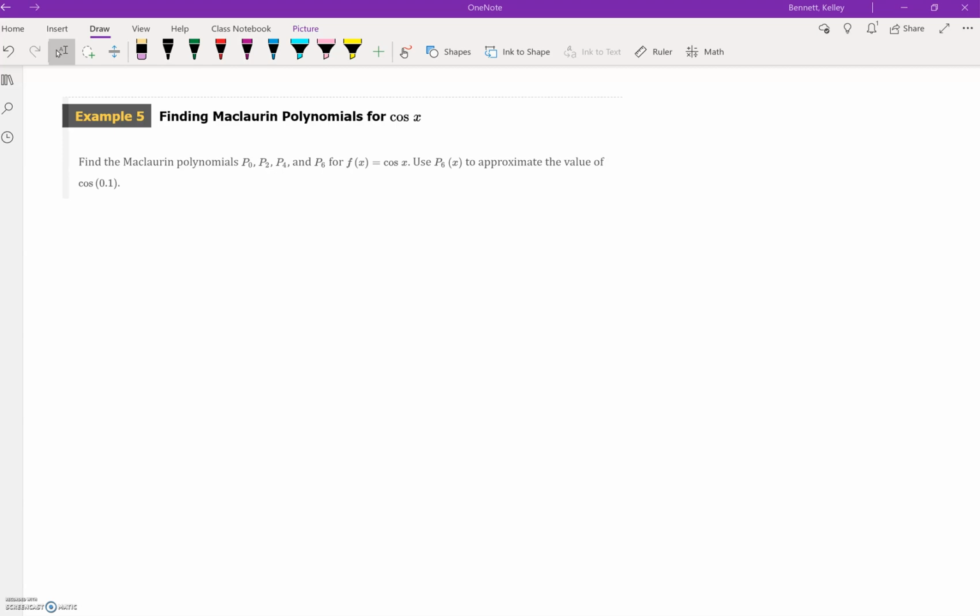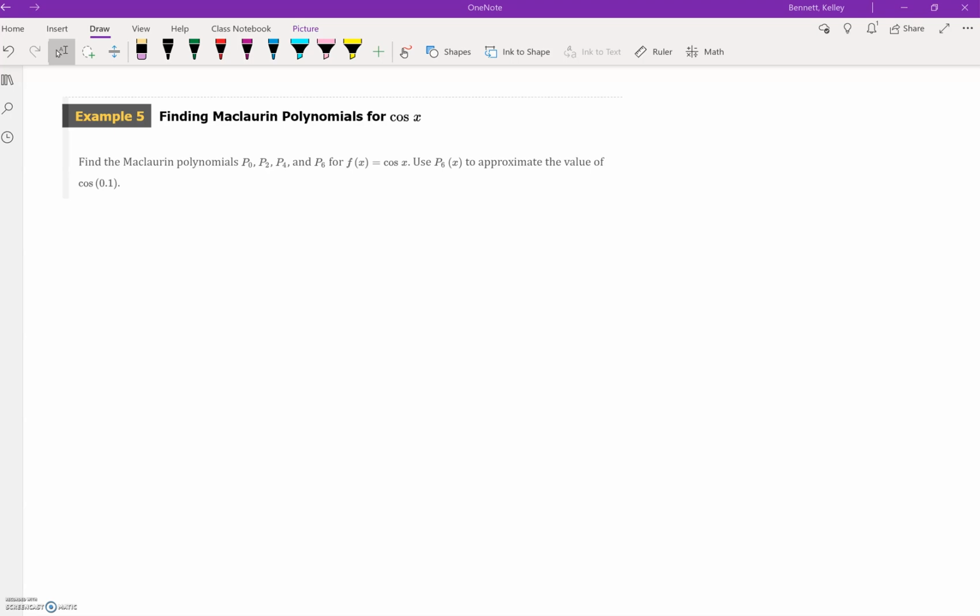And the reason we're going to use a Maclaurin polynomial for this instance is because we want to center at 0. And the reason we're choosing 0 is because, first of all, cosine and sine of 0 are known quantities. And also the value that we're interested in, cosine of 0.1, should be, because cosine is continuous, very, very close to cosine of 0. So let's go ahead and get started.